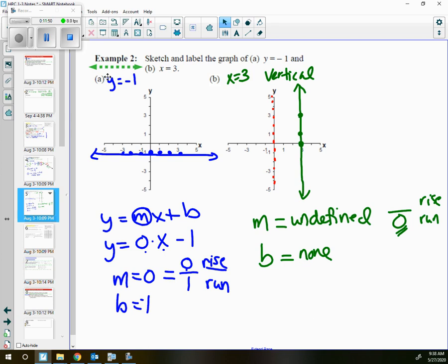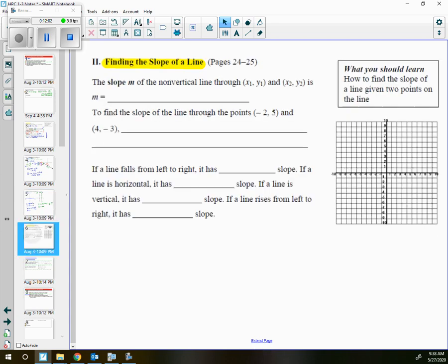All right, so that's vertical and horizontal. So theoretically should be easier, but they can be tricky for people. So we just need to think about all the x values are equal to the same thing, vertical. All the y values are equal to the same thing, that's got to be horizontal. All right, our last little part of our essential question today was finding the slope of a line. So we're going to review a little bit about how you calculate slope.